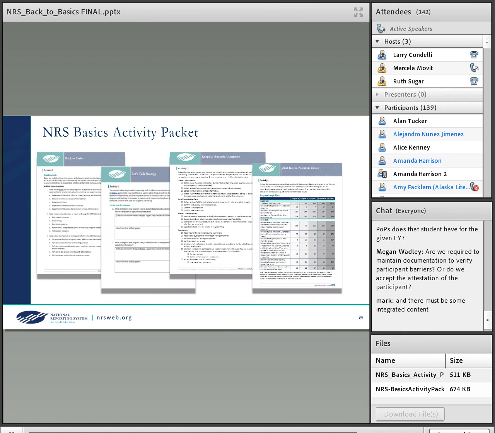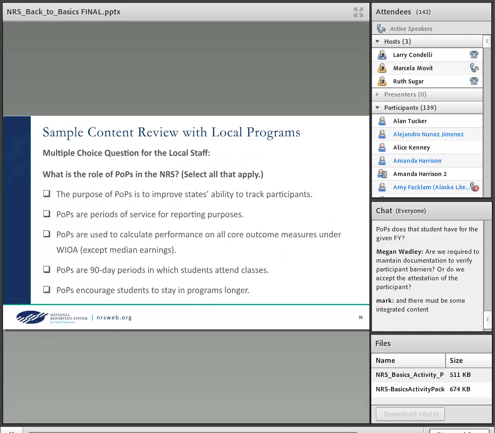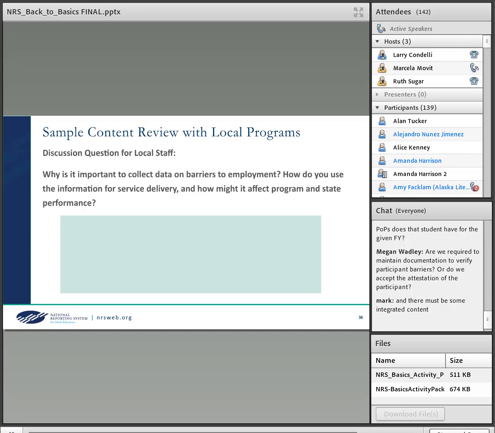All right, so again, in your NRS Basics activity packet, you'll find questions that will help you work through some of these things with your local programs. We're not going to have you answer these questions now, but for example, you can have a multiple choice question, have them talk about what the role of the POP is. It's important because many of you identified that as a topic. Take a moment, see if you can answer that for yourself.